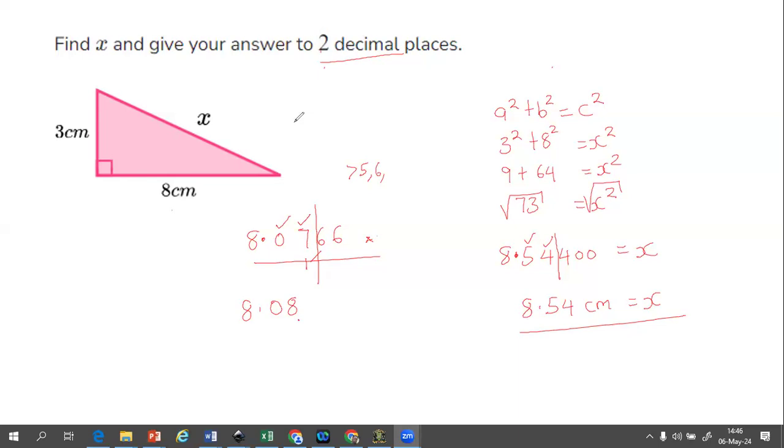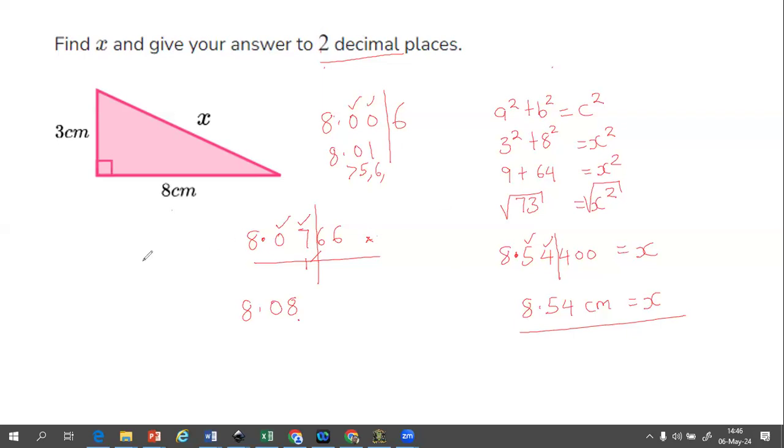What if the number is 8.006? How do I round that? To how many decimal places? To 2 decimal places. 2 decimal places, I'll count 1, 2. Now I terminate. But when I look at this number, is it greater or equal to 5? So I'll add a 1 on the number coming before it. So this number is 0. So 0 plus 1, I will get 1. So I will get 8.01. Okay, teacher, thank you.